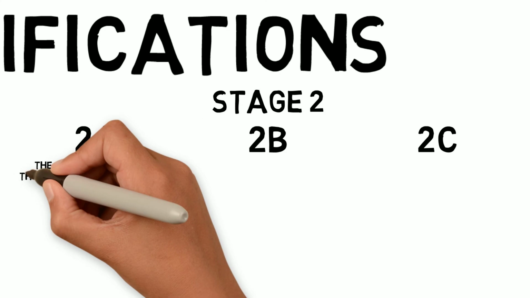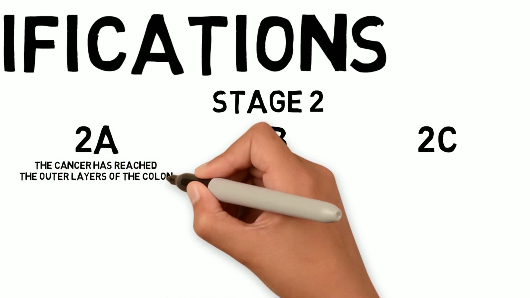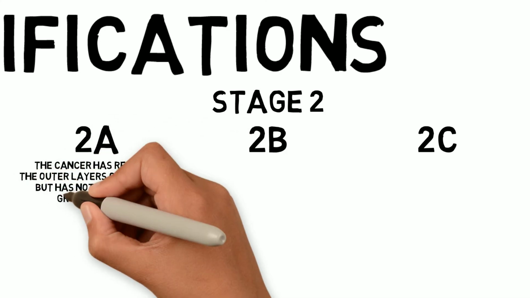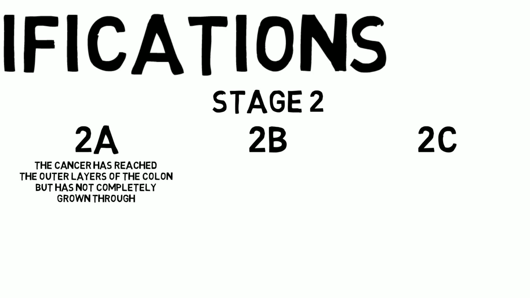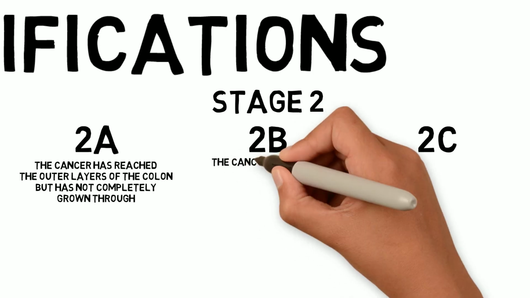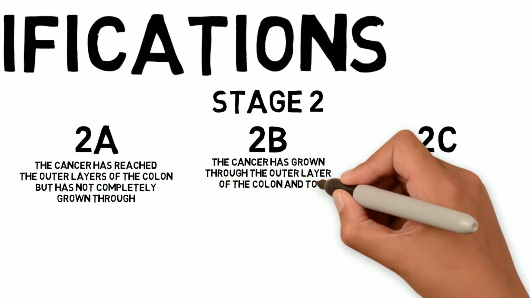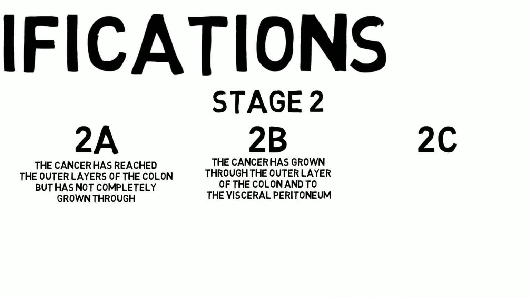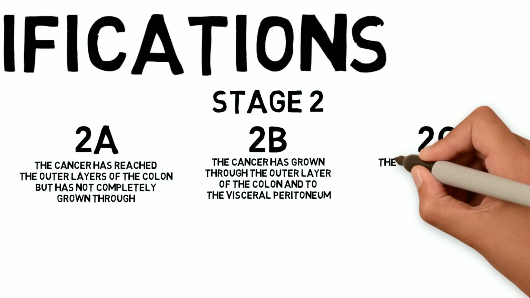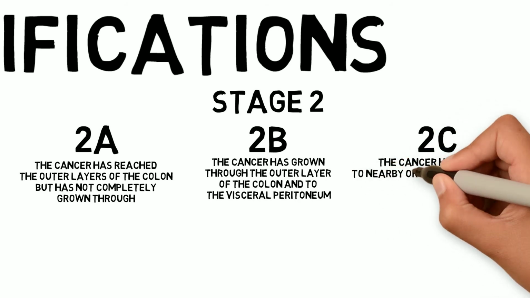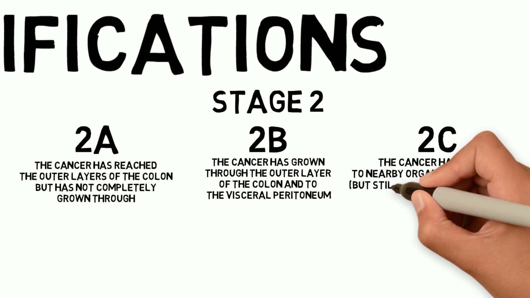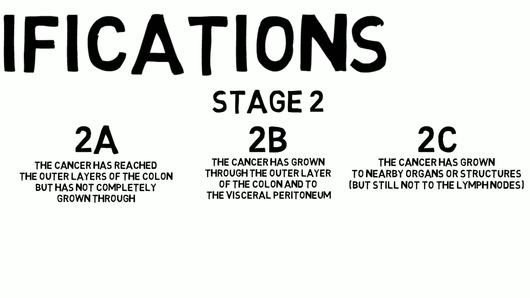2A, the cancer has not spread to the lymph nodes or nearby tissue, but has reached the outer layers of the colon, but has not completely grown through. 2B, the cancer has not spread to the lymph nodes, but has grown through the outer layer of the colon and to the visceral peritoneum. 2C, the cancer is not found in nearby lymph nodes, but has grown through the outer layer of the colon and has grown to nearby organs or structures.